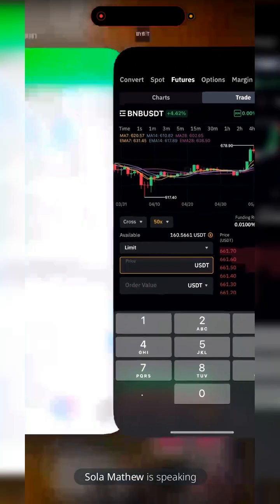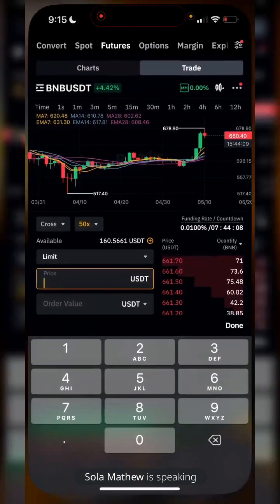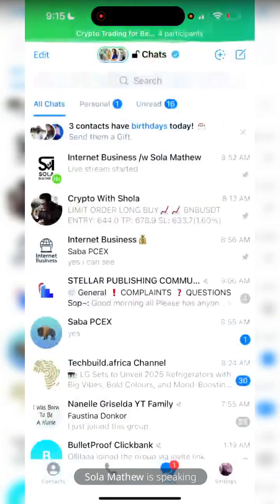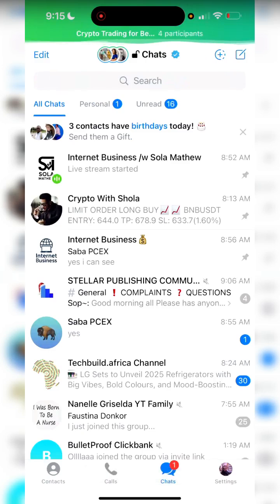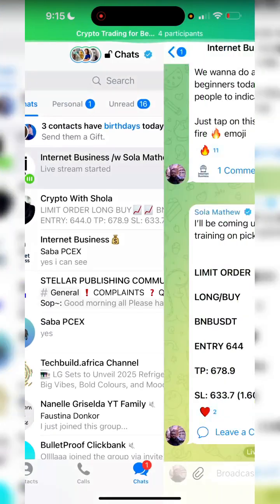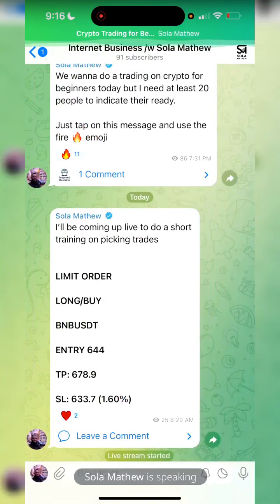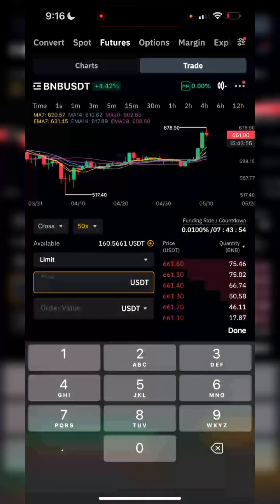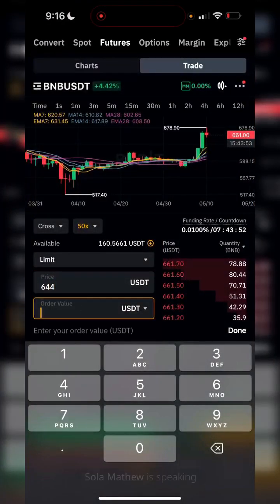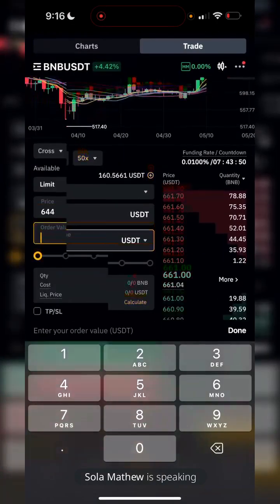Then here, remember the price that they say you should enter. That is the entry point. All right. Let's go back to where is my stuff here. Okay, this is it. Entry price. That entry is the price. So 644. You put 644 here. Order value, that is what you are trying to get.